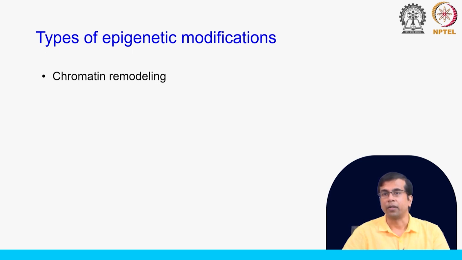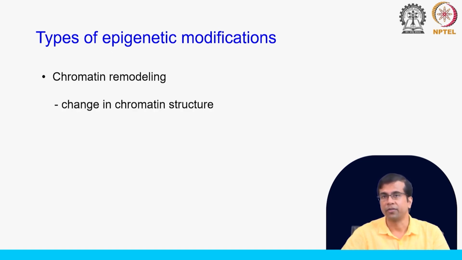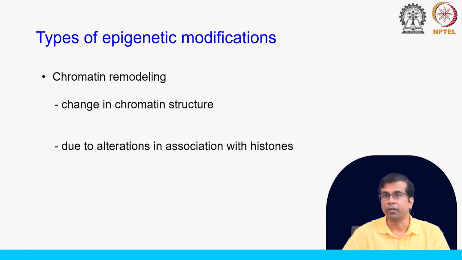You can also have something called chromatin remodeling. This means there is a change in the chromatin structure, and this is because of alterations in the association of DNA with histones. As I just told you, DNA wraps around histones. Now, if you have changes in this association, if a histone is coming off the DNA or going in and binding to DNA, that will lead to a change in the chromatin structure. And this is what we call chromatin remodeling.